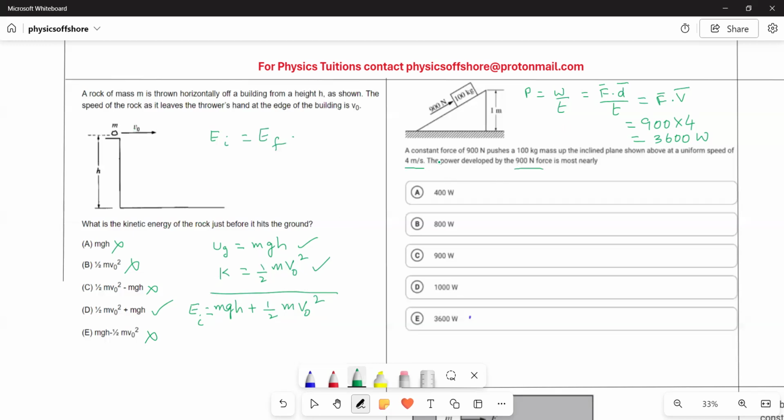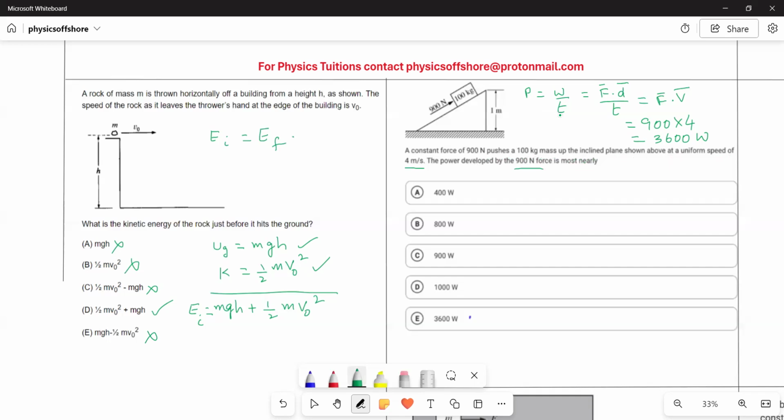Next question. A constant force of 900 Newton pushes a 100 kg mass up the inclined plane shown above at a uniform speed of 4 meters per second. The power developed by the 900 Newton force is most nearly what?